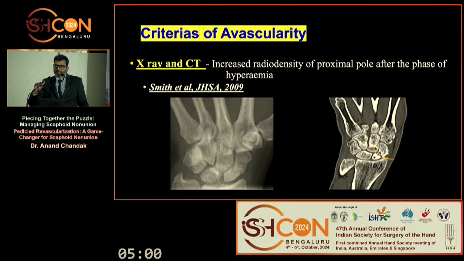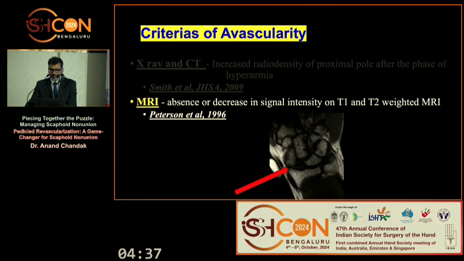But then the criteria to determine the avascularity are still quite ambiguous and vague. And so I have tried to summarize a few. On the X-ray and the CT scans, increased radiodensity of the proximal pole after the phase of hyperemia, that is roughly 4 to 6 months. Once that is over and there is an increased radiodensity of the proximal pole, that is considered to be one of the criteria for avascularity.